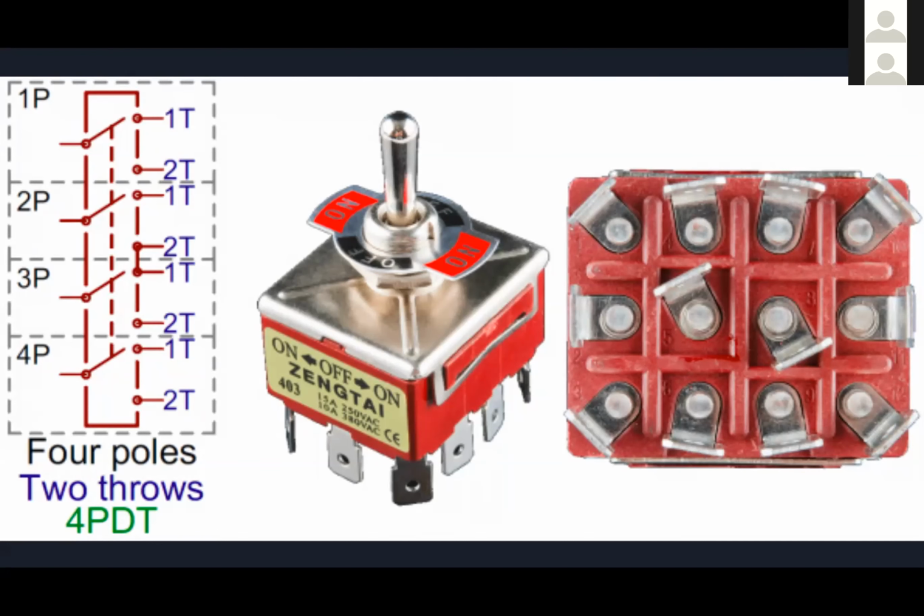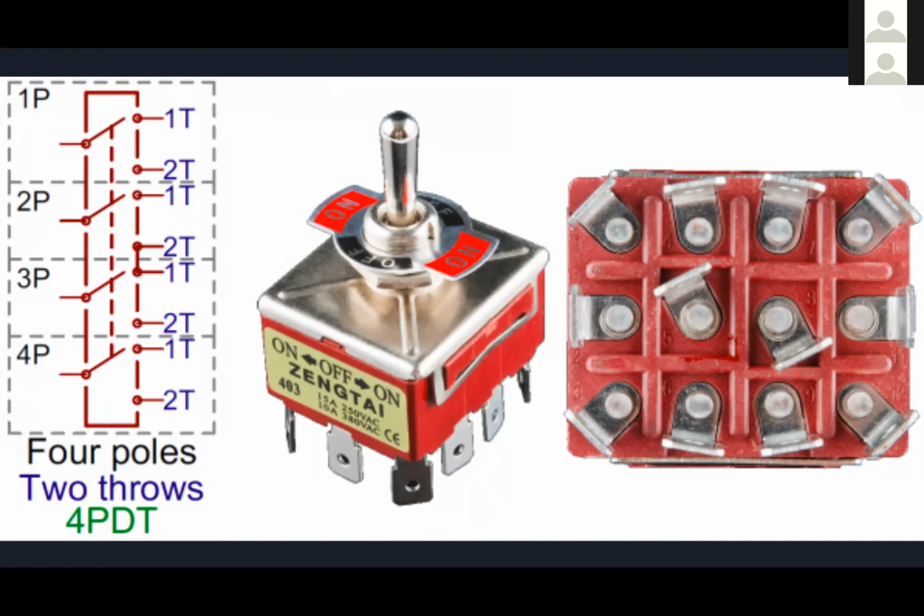You can't take the one in the picture where you see the 1P, that's the first pole. You can't take that one and switch that in the downward direction while the second pole, the third pole, and the fourth pole stay in the upward direction. They all move at the same time.